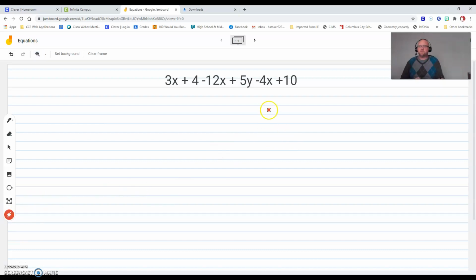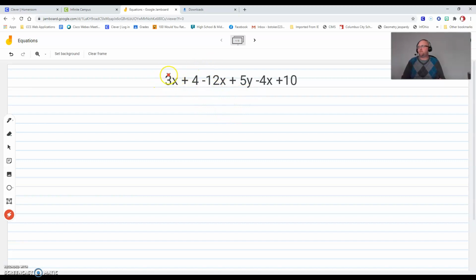So the focus of today's activity was learning how to combine like terms as well as use the distributive property to do that. As a review, which I'm sure most of you did in 6th and 7th grade, if you look at this particular expression, I can't solve this expression, but I can simplify it by combining all my like terms.